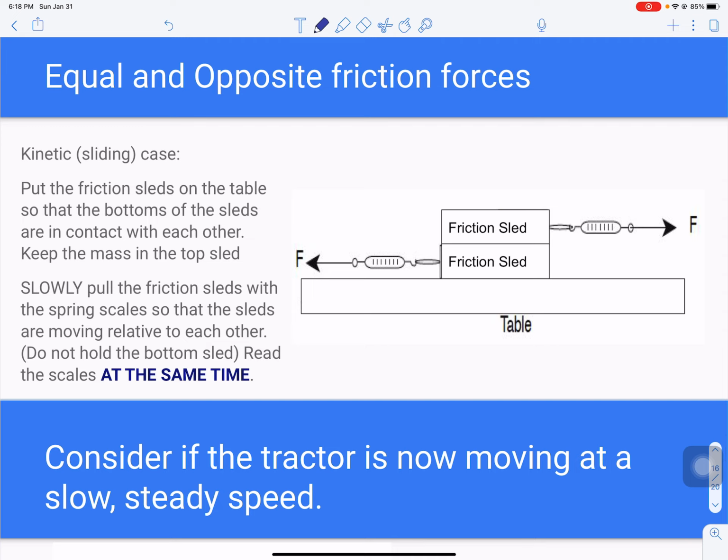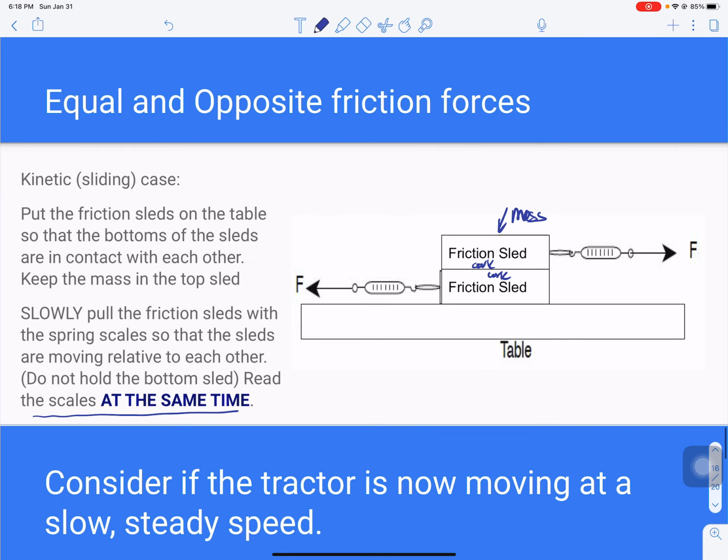So exact same setup, mass in the sled. And again, we're going to have cork and cork facing each other. So on the bottom sled, the open end will be down. And you want to slowly pull the friction sleds with the spring scale so the sleds are moving relative to each other. Don't hold the bottom sled. You're going to have to do this quickly because the sleds are not very big. But the big thing is that while they're moving, I want you to read the scales at the same time. They don't need to be moving very fast, but they should be sliding past each other. Read at the same time. What'd you get?